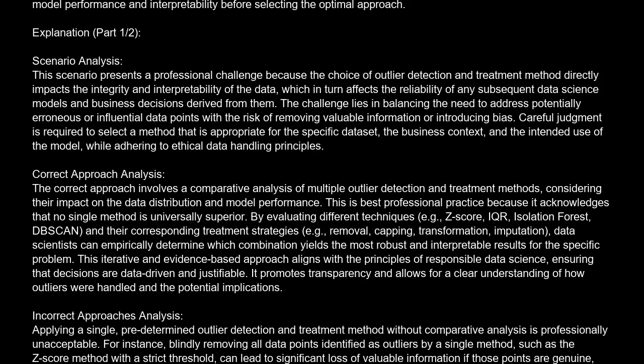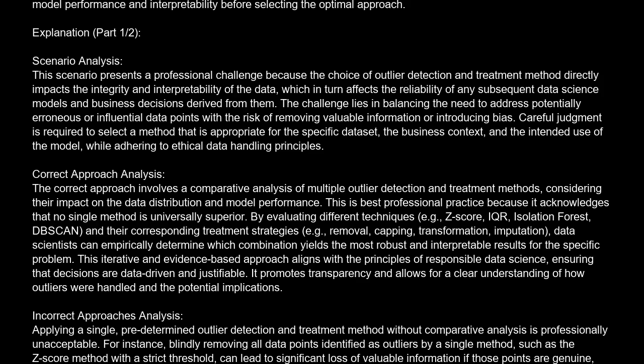Explanation. Scenario analysis. This scenario presents a professional challenge because the choice of outlier detection and treatment method directly impacts the integrity and interpretability of the data, which in turn affects the reliability of any subsequent data science models and business decisions derived from them. The challenge lies in balancing the need to address potentially erroneous or influential data points with the risk of removing valuable information or introducing bias. Careful judgment is required to select a method that is appropriate for the specific dataset, the business context, and the intended use of the model, while adhering to ethical data handling principles.